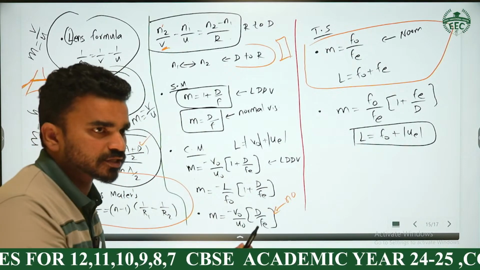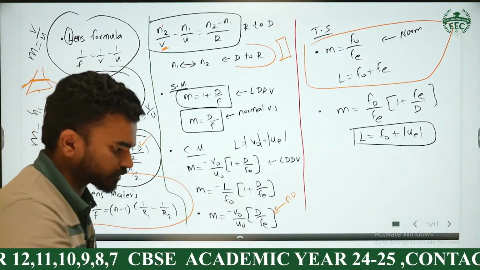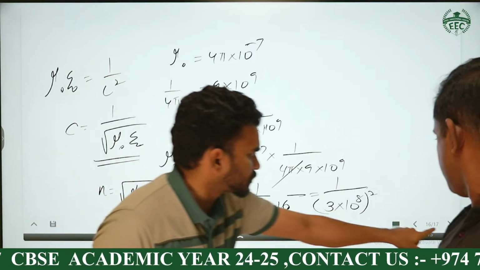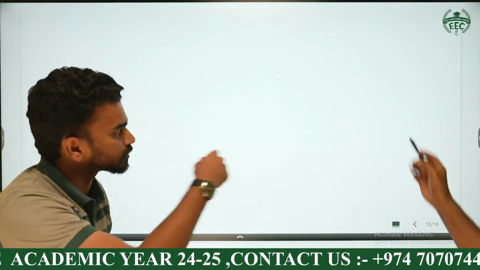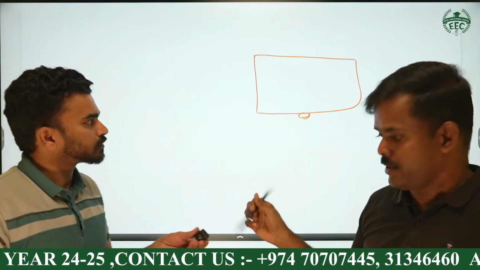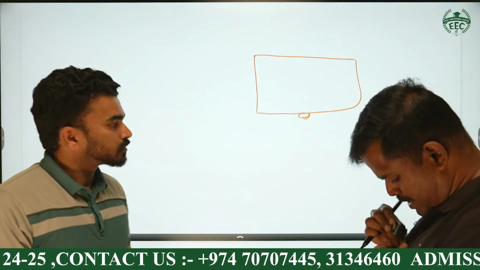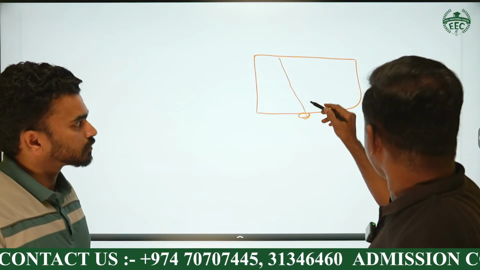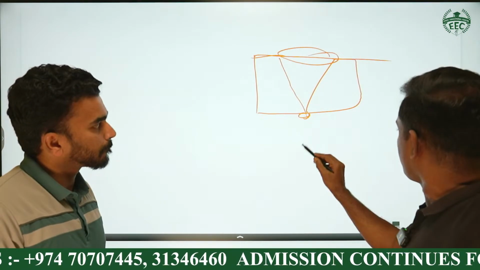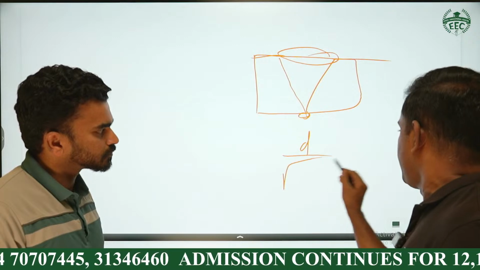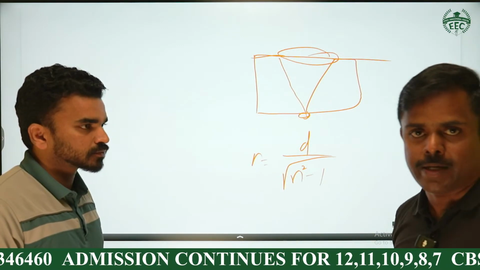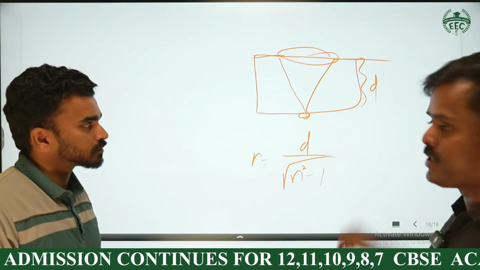Sir, is there any other additional point? Yes, that question also, the circular area through which a fish underwater can see the outside world. This is important. The radius is given by d by root of n square minus 1, where d is the depth and n is the refractive index.